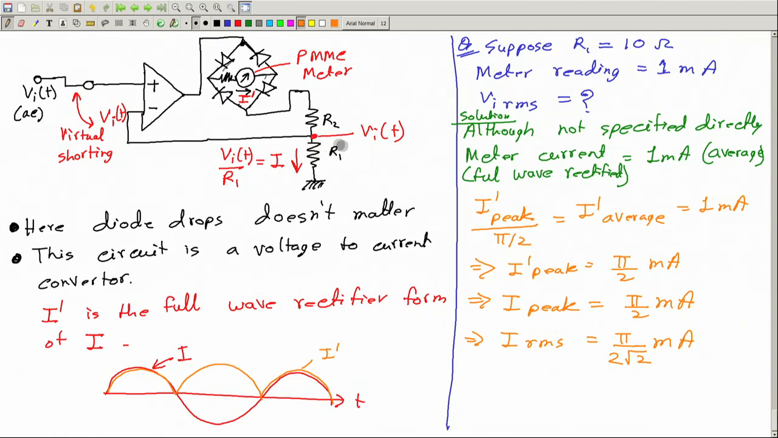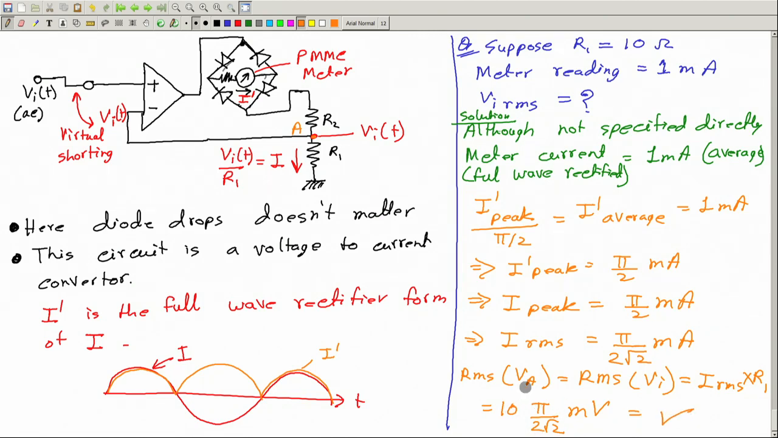Now if we call this voltage, this voltage is the same as VI, right? So if you call this point A, then the RMS value of VA, or RMS value of VI, should be I RMS multiplied by the R1 resistance. R1 is 10, so 10 multiplied by pi by 2 root 2 millivolt, and you can compute how much this is.